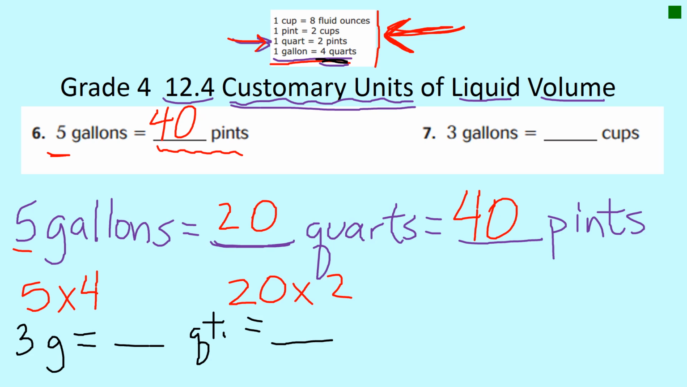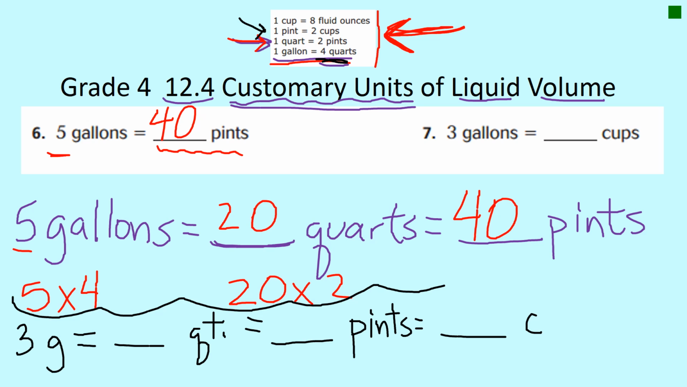3 gallons equals blank quarts. Then quarts equals blank pints. I guess I'll write that since that's a little word. Equals. And then right here, pints equals blank cups. And we'll just write a C for cups. Okay? And let's do a little loopy-loo here, just to separate these two sections. Okay? All right, so 3 gallons.